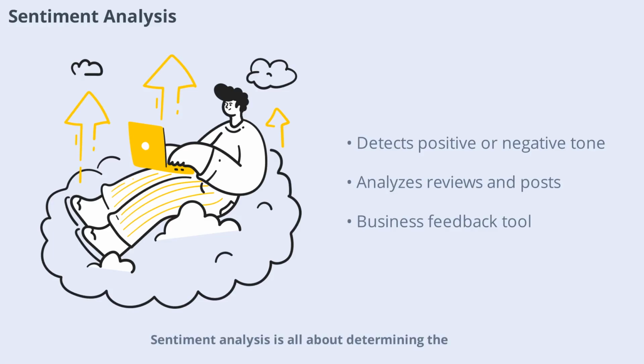Sentiment analysis is all about determining the emotional tone behind a piece of text. It helps computers figure out whether the sentiment is positive, negative, or neutral. Businesses use sentiment analysis to gauge customer opinions from reviews or social media posts. By analyzing words and phrases, NLP models can provide valuable feedback on how people feel about products, services, or events.